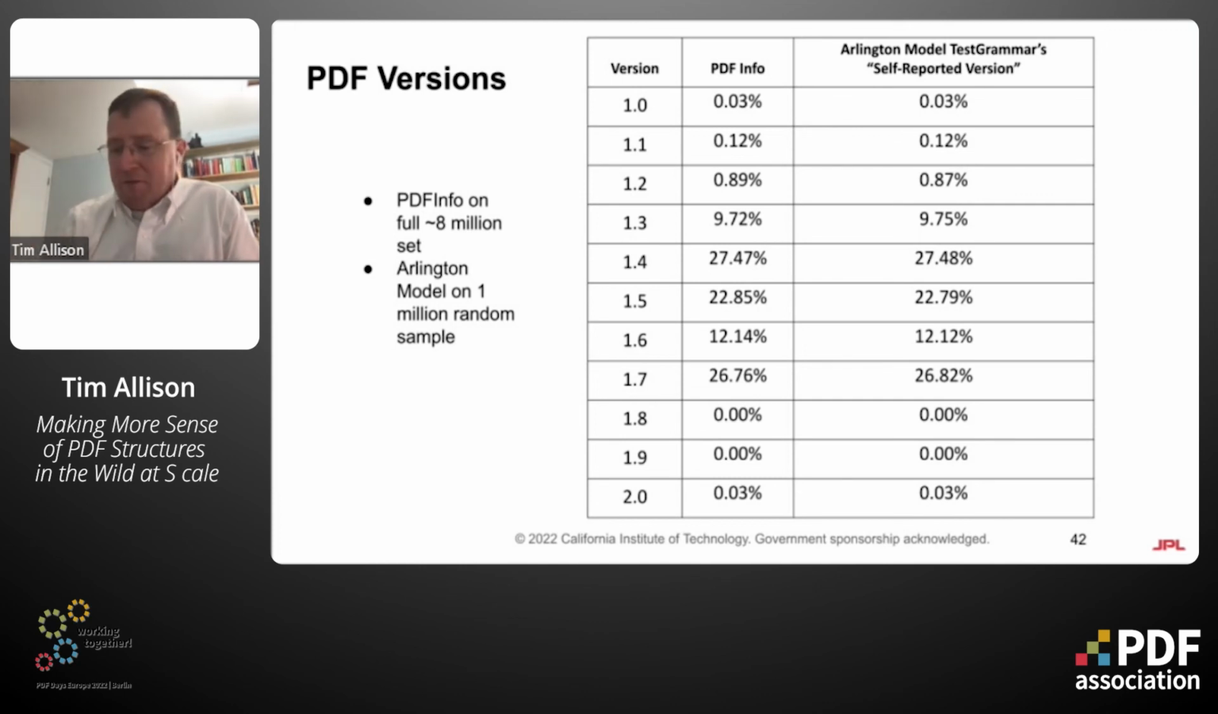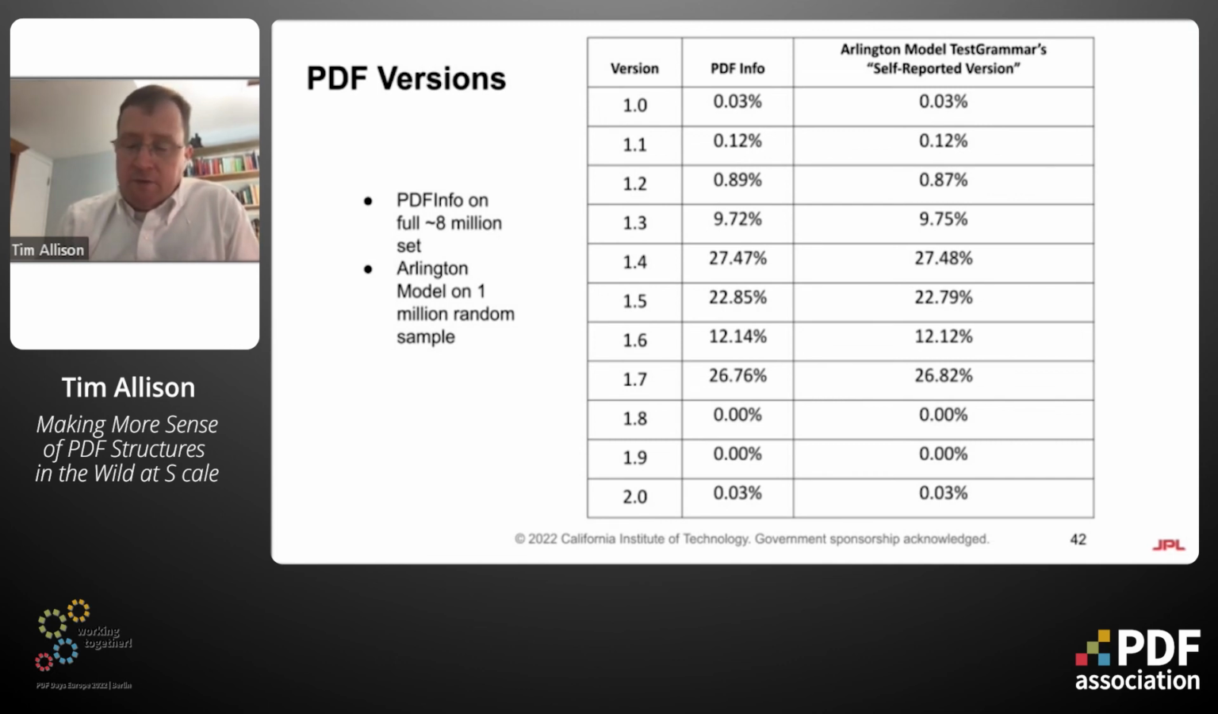So you've heard about PDF Association's Peter Wyatt's Arlington model. We ran the test grammar. This represents roughly a 1 million sample on that corpus to get the self-reported version for PDFs, because we wanted to compare that with what we're getting out of PDFinfo.